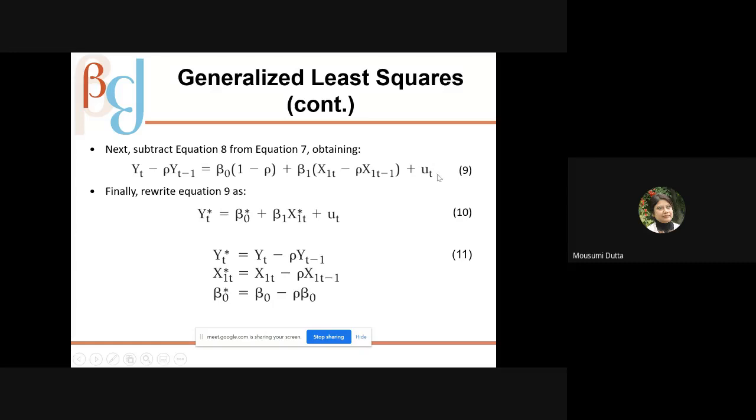Once you generate the residual of the transformed model, you will apply the least square technique to estimate the parameters of the model. So the first part in the remedy will be how to calculate rho. Once you get rho, you will generate the residual which will follow all the properties of ut, that is the classical error, and you will be able to estimate the parameters of the model easily. Okay, so put these points in your mind, the steps will be like that.